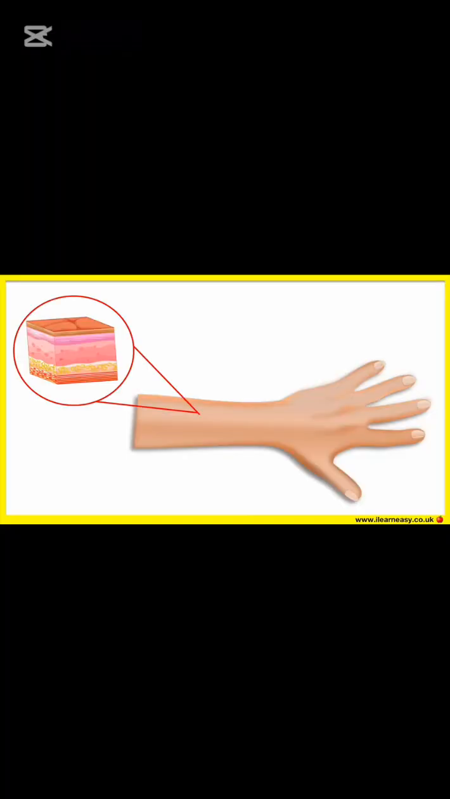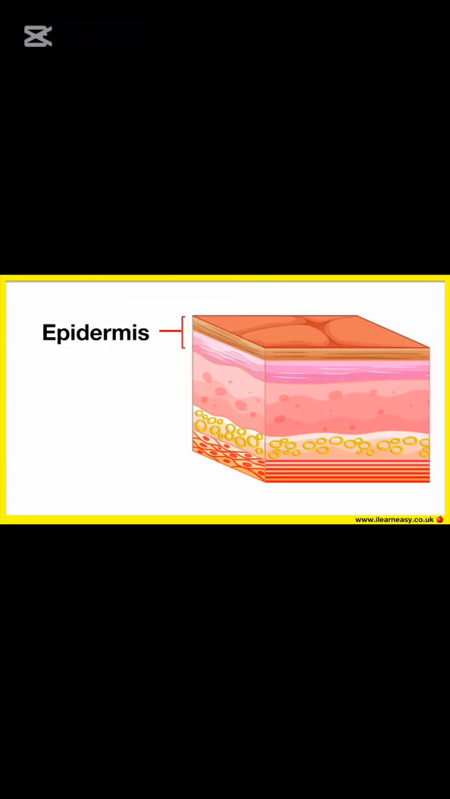Our skin is made up of 3 important layers. These are known as the epidermis, dermis, and hypodermis. The layer below the hypodermis is the muscle. The epidermis is the outer layer, and it's made up of mostly skin cells. These cells constantly die and get replaced with new cells regularly.